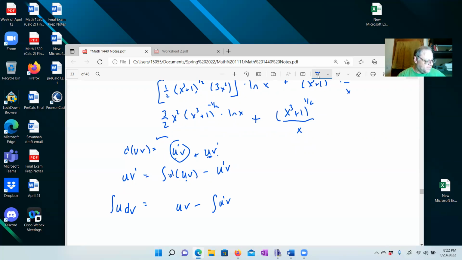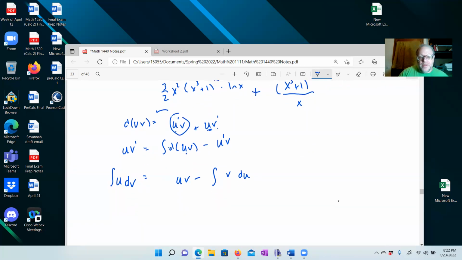Did I get this in the right order? No, I wanted it in the other order. So no, I didn't, I got it right. This is what we want. And we're going to change this out. Instead of u', we're going to have du, so u dv, and then the uv in the middle, and v du. This is the formula for integration by parts.